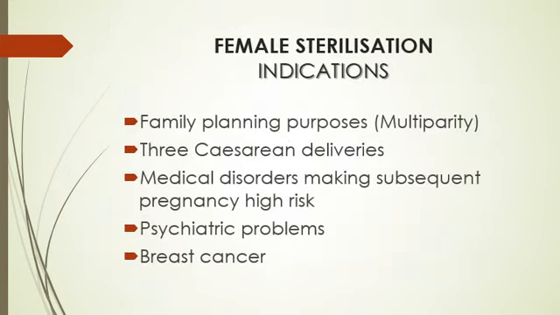So what are the indications of female sterilization? Mainly it is for family planning purposes, that is if there is a multiparous woman, so after 3 cesarean deliveries, then medical disorders which make subsequent pregnancies high risk. Some psychiatric problems also may be an indication for female sterilization, and breast cancer.